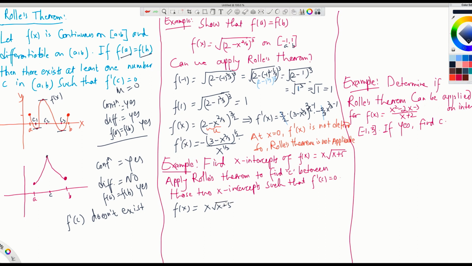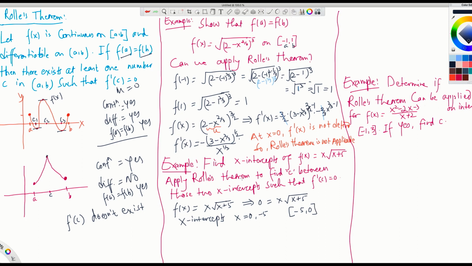How do you find the x-intercept? To find the x-intercept, we set y equal to 0, right? So this implies 0 equals x root under x plus 5. So you solve x equals 0 and x plus 5 equals 0. What are the x-intercepts? The x-intercepts are x equals 0 and negative 5. So you want to use Rolle's theorem in the interval negative 5 to 0. You see that? This is the interval.